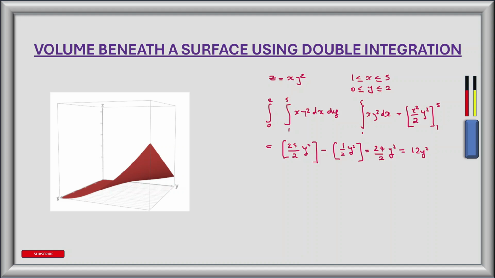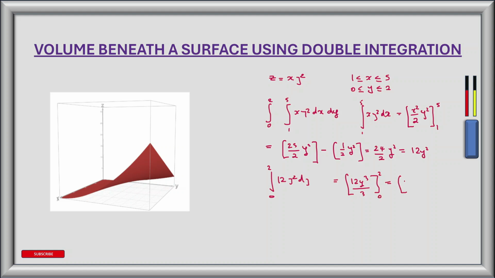So now we want to integrate in the y direction from 0 to 2 of 12y squared dy. This will allow us to add up the slices of volume in the y direction and eventually give us the volume under the surface. If we integrate this, it gives us 12y cubed divided by 3, and we want that between y equals 0 and y equals 2.